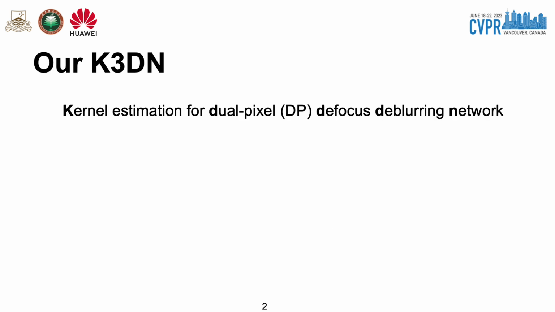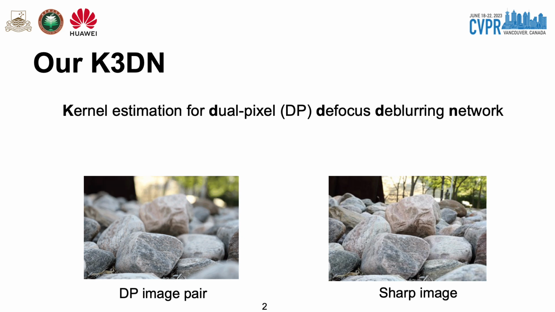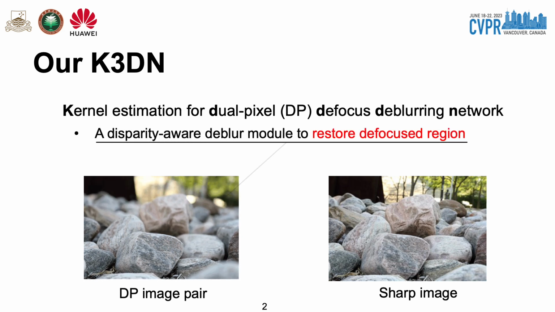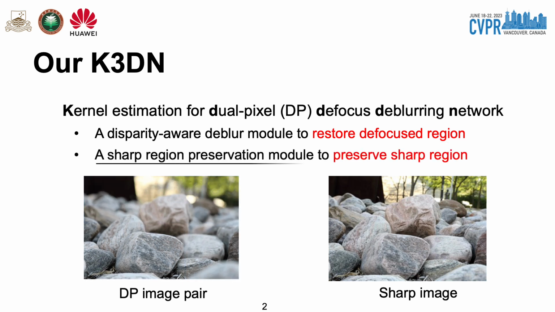In this work, a disparity over kernel estimation for dual pixel image pair defocus deblurring network, namely K3DN, is proposed. Given a defocus blurred dual pixel image pair, we aim to restore the defocused region by a disparity over deblur module. Meanwhile, the sharp region of the dual pixel image pair is preserved by a sharp region preservation module to improve the restoration quality. Before jumping into our model component details, we briefly review what is defocus blur and how it is related to the dual pixel image pair.